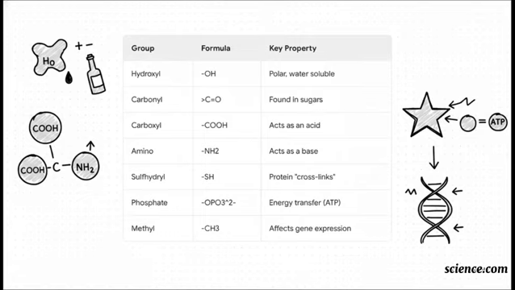The sulfhydryl group is like molecular Velcro. It forms these crosslinks that are critical for holding proteins together. And then the methyl group, it's like a tiny switch on your DNA that can turn genes on or off. Each one of these groups gives the carbon skeleton a specific job to do.